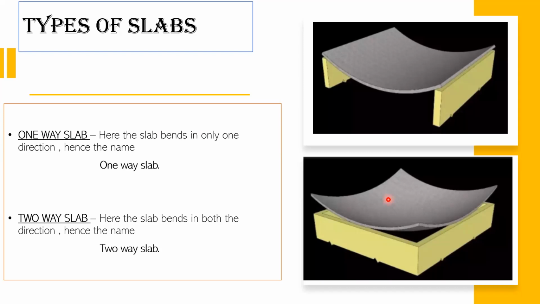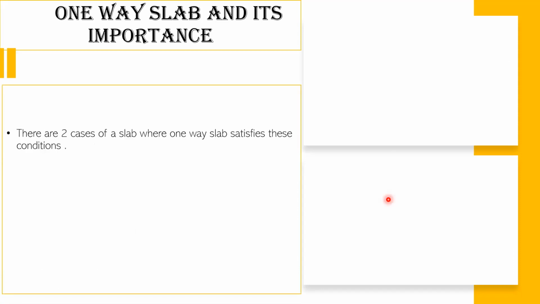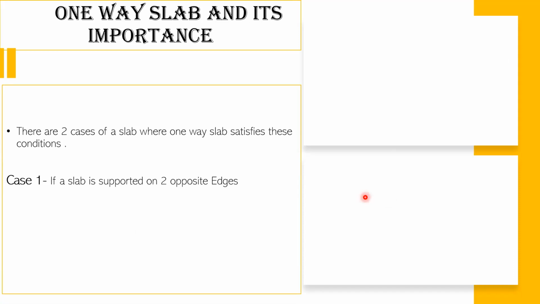We'll try to understand this in a better way. So we'll try to see what is one-way slab. There are two cases of a slab where a one-way slab satisfies these conditions, so we have to concentrate on those conditions. The first one is that if a slab is supported on two opposite edges, the edges can be a beam or a brick wall, then it is called as a one-way slab.